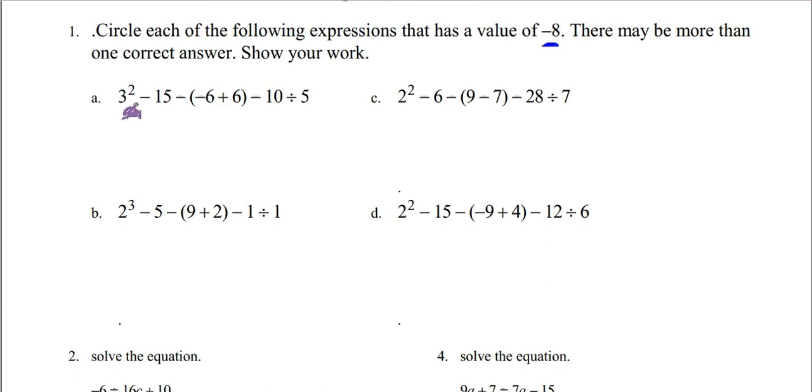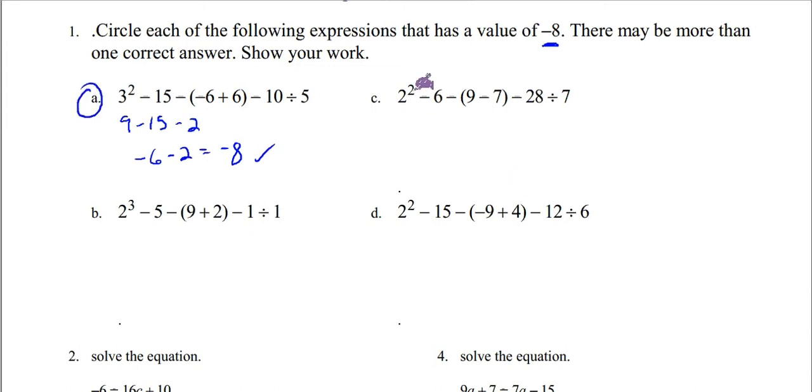3 squared is 9, minus 15, minus whatever comes out of the parentheses, except negative 6 plus 6 is 0, so don't have to worry about that. But negative 10 divided by 5 is negative 2. 9 minus 15 is negative 6, minus 2 is negative 8. That's good, because we're looking for negative 8.